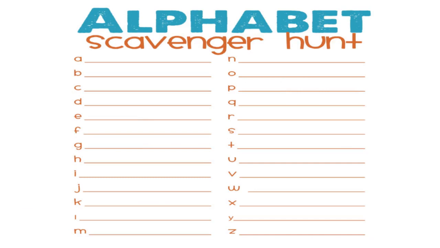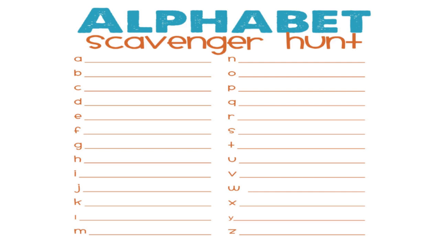Alphabet scavenger hunt. This is where they find something that starts with each letter of the alphabet. You could also have them do this in one of their books they're reading. If they have a textbook with them, even if it's an online textbook, they can go to certain pages and find the words.